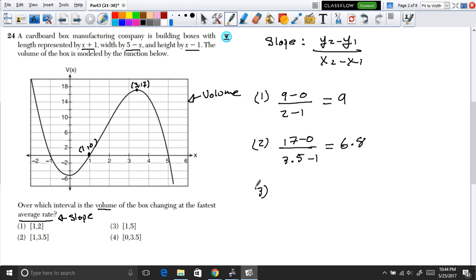Now let's look at option 3, which is 1 to 5. Here we got 1, 0 again. So now what happens at 5? We got 5, 0. So here we have a point of 5 comma 0. If we find our slope, this is going to be 0 minus 0 divided by 5 minus 1, which is 0. Okay, perfect. And lastly, option 4.